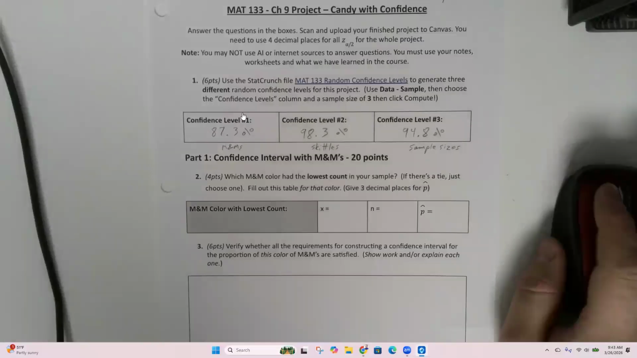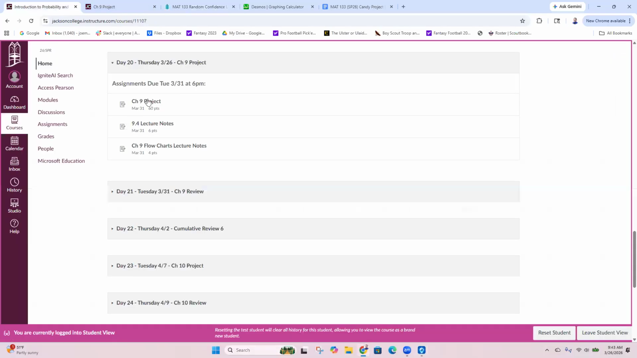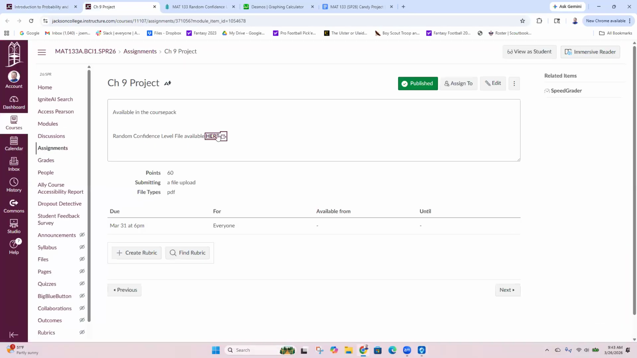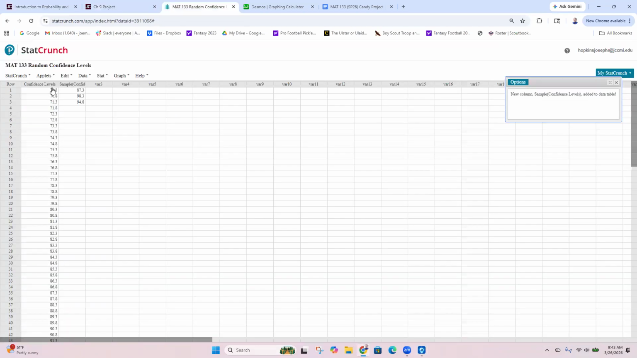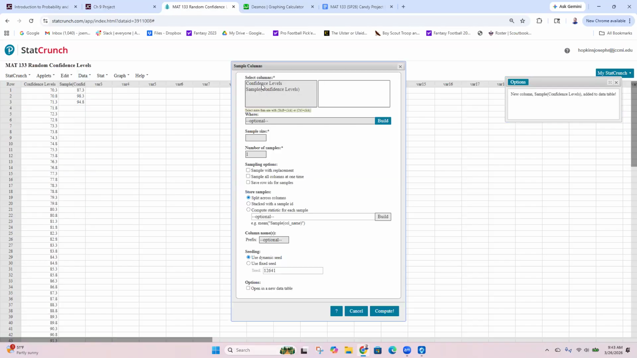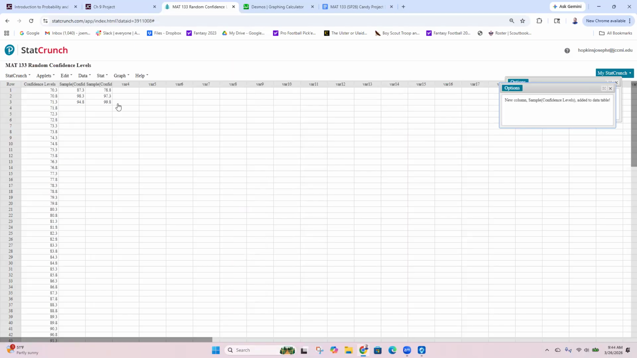Okay, so once again, what I did was I clicked in Canvas, I clicked the Chapter 9 project. There's a link here for the random confidence level file, which will pull that up in StatCrunch. You're going to go to Data, Sample. You're going to select confidence levels, and you're going to put in a sample size of 3, and you're going to hit Compute, and it's going to give you 3 random numbers. And you'll notice I got different random numbers this time, right? 78, 97, and 99.8. That's the biggest one, well, biggest one from here. Obviously, you could go bigger if you wanted.